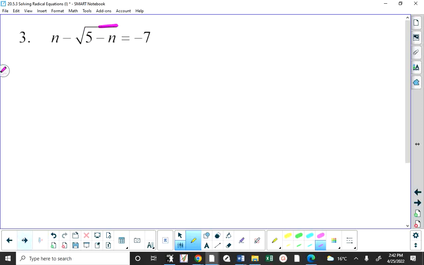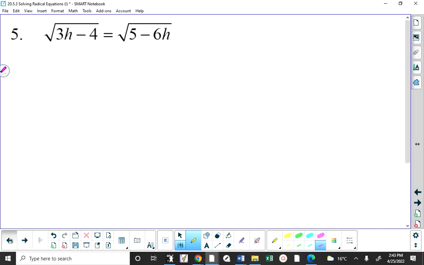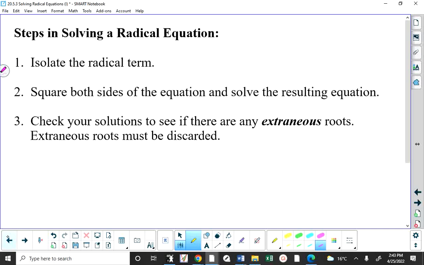There's a radical here. Don't know how to solve it. There's a radical here. No idea. Two radicals. You cannot solve an equation with radicals. So what these steps are designed to do is to get rid of the radical. If you can get rid of the radical, you turn the equation into an equation from earlier math. So how do we get rid of the radical? You isolate the radical term, which means rearrange the equation so that that term is by itself on one side, and then square both sides of the equation.